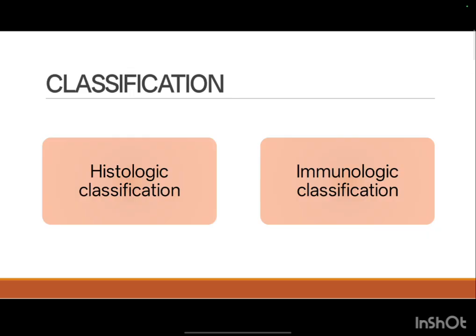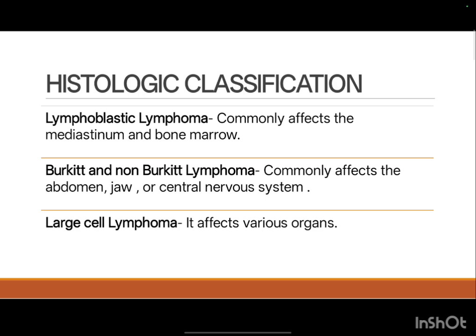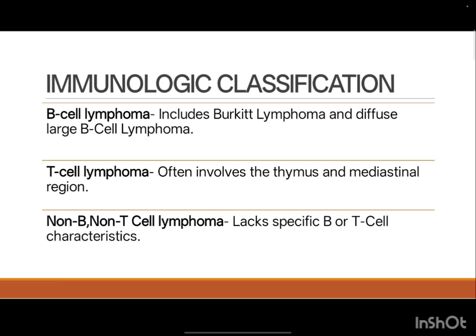Classification: histological classification and immunologic classification. Histological classification: lymphoblastic lymphoma commonly affects the mediastinum and bone marrow. Burkitt and non-Burkitt lymphoma commonly affects the abdomen, jaw or CNS. Large cell lymphoma affects various organs. Immunologic classification: B cell lymphoma, T cell lymphoma, non-B, non-T cell lymphoma.